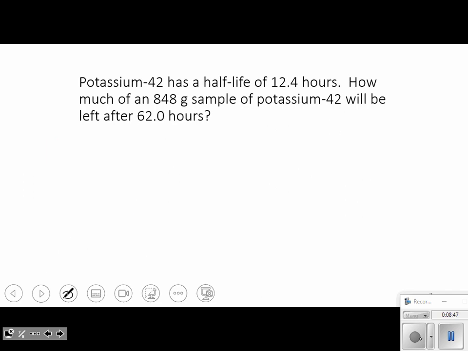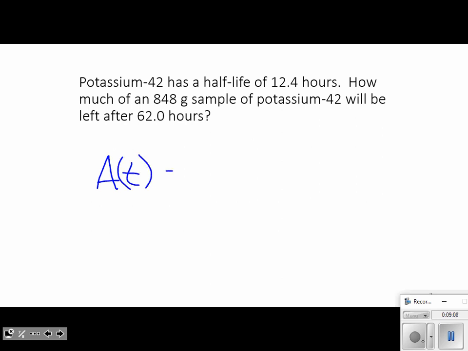Go ahead and copy this. Potassium-42 has a half-life of 12.4 hours. How much of an 848-gram sample of potassium-42 will be left after 62.0 hours? Now, ladies and gentlemen, this is one in which we can use our equation. A_t is equal to A_0 times 1/2 to the t over t 1/2.